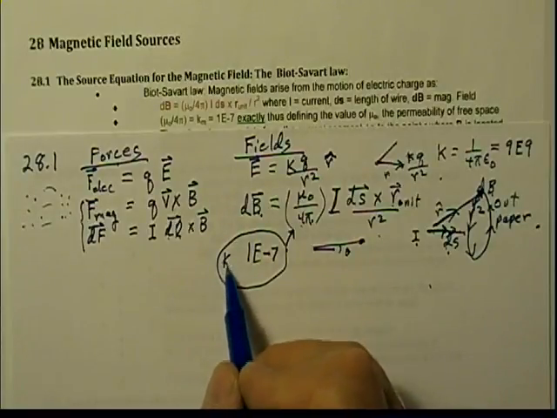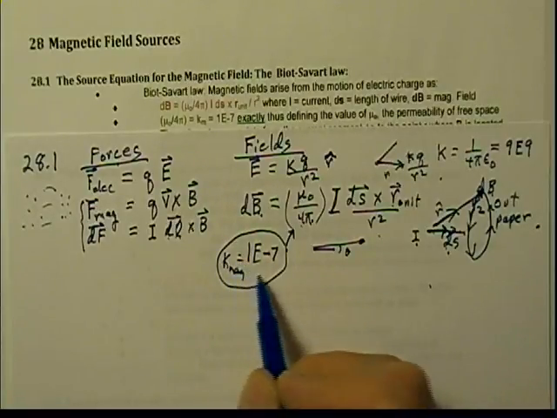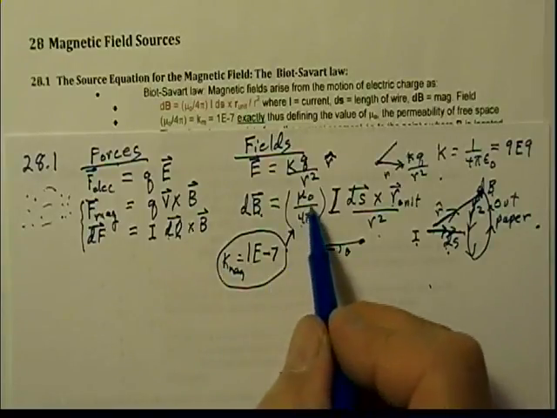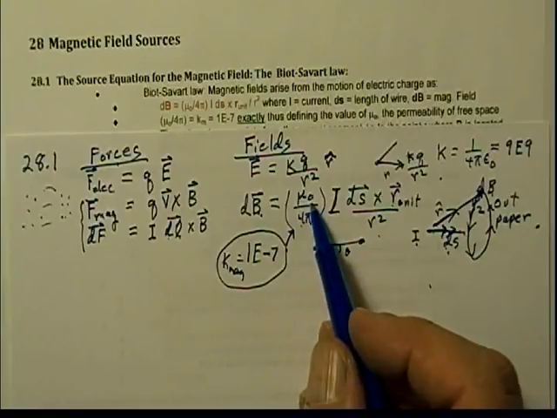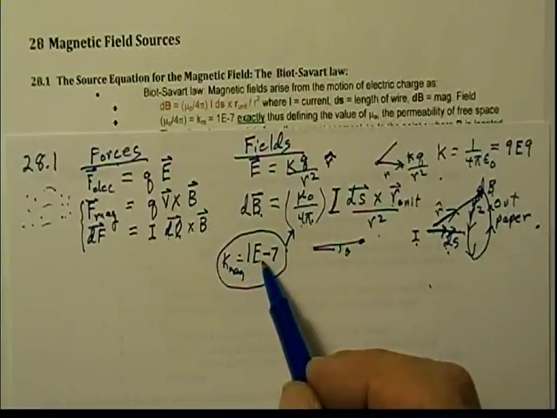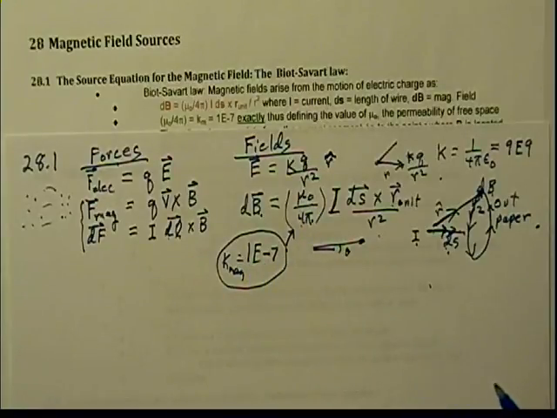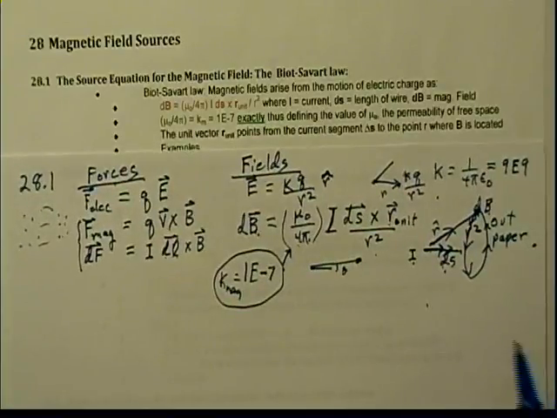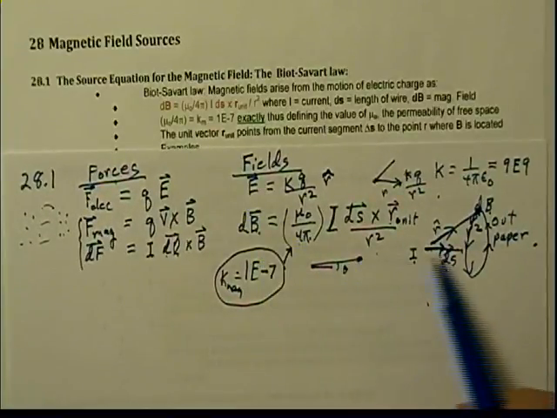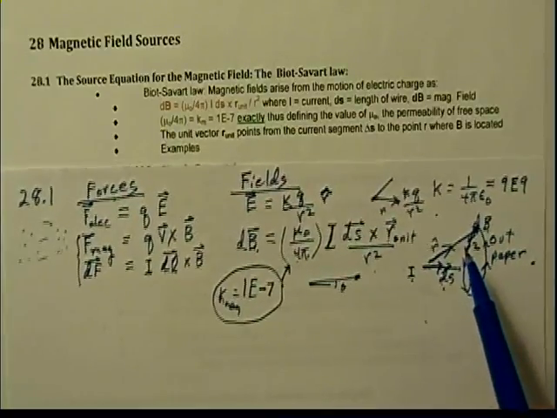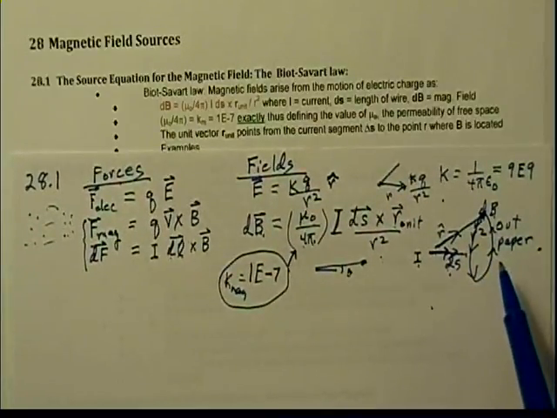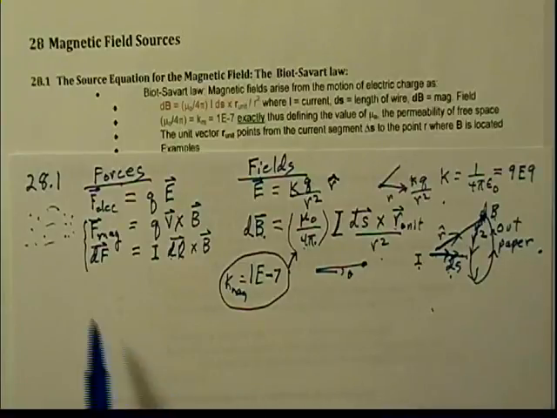This is sometimes called K magnetic, which is the mu naught over 4 pi. Now, knowing that, it's easy to calculate mu naught. It's going to be 4 pi times e to the minus 7th. Unit vector r points toward the little segment out here where it is located. And we could compute this for a simple problem.